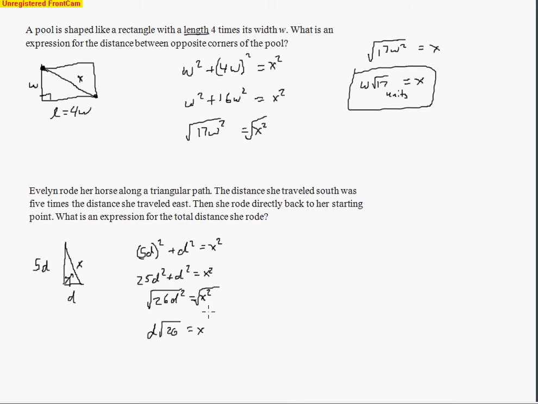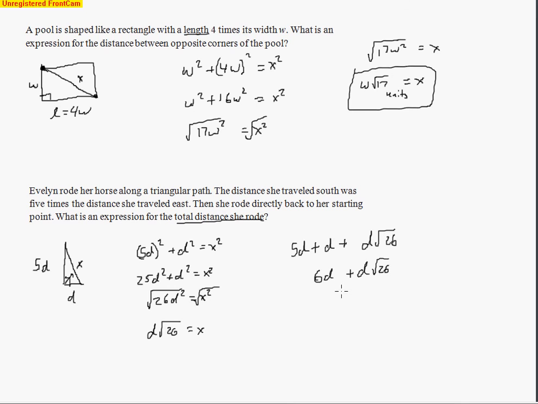So now we know the distance back is d times the square root of 26. So now what we want to do is find out the total distance. So total distance she rode. So we're going to do 5d plus d square root of 26. That's going to give us the total distance. Well, this makes 6d, and then I have plus d square root of 26.